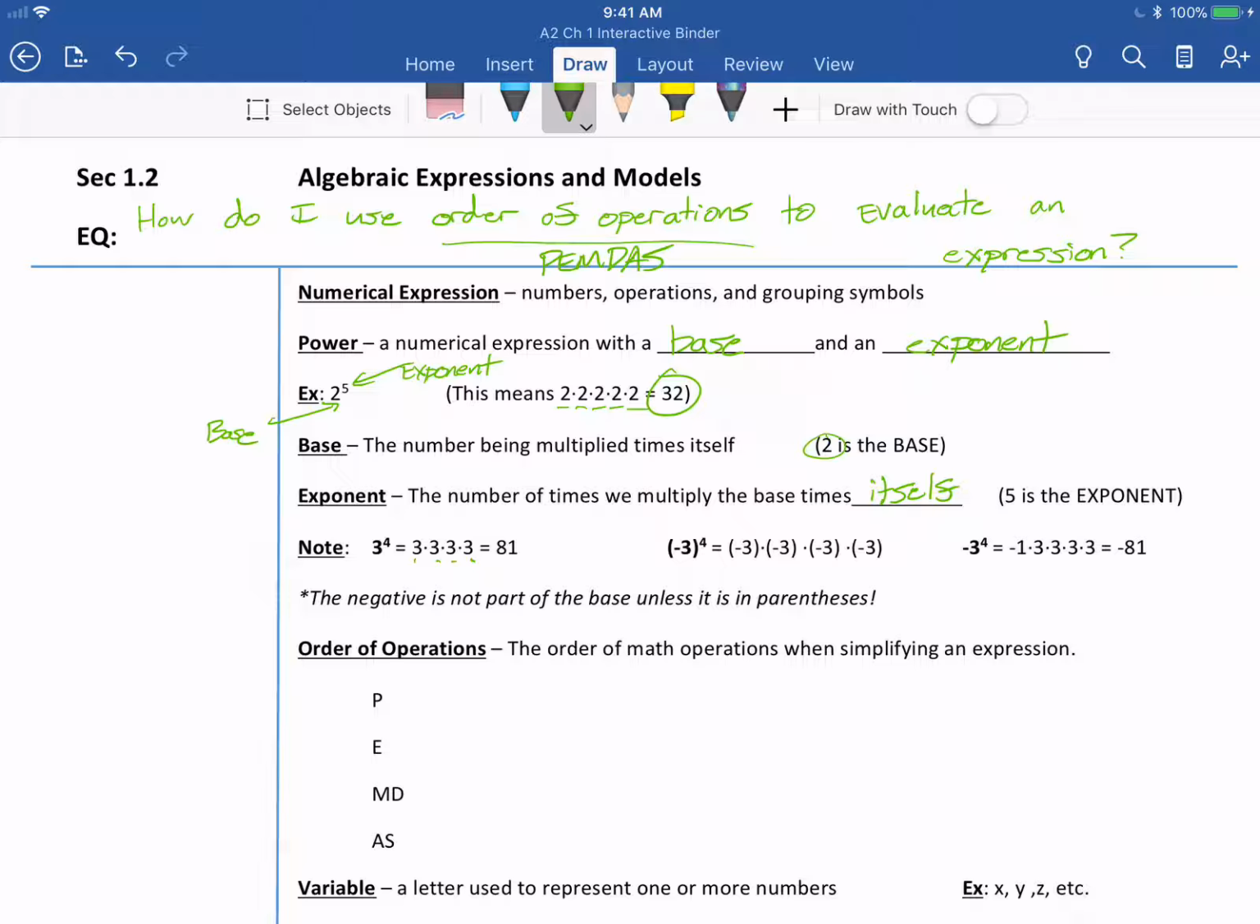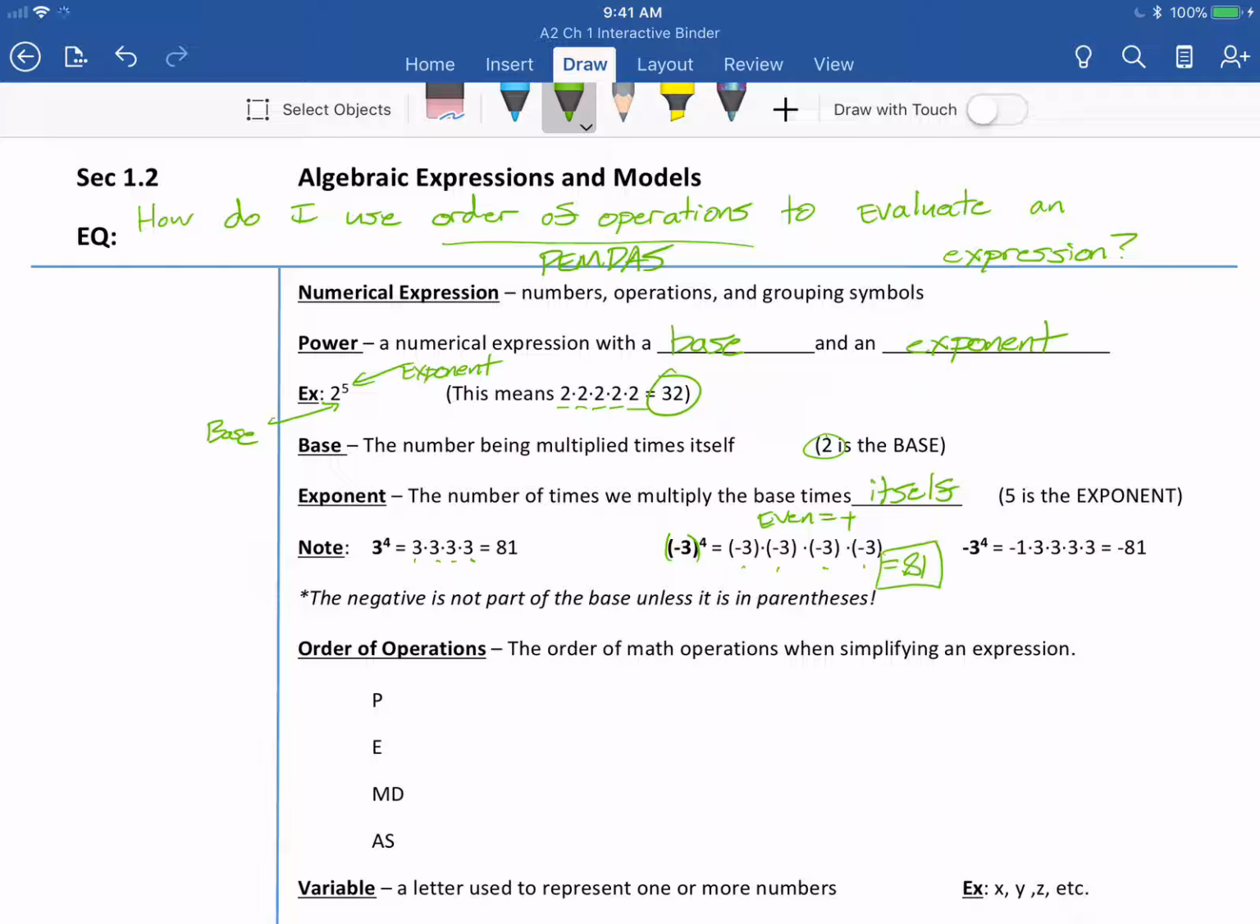But now as I look at this, negative 3 in parentheses to the 4th power is negative 3 times negative 3 times negative 3 times negative 3. Notice here that this is an even number of negatives, so that's going to equal a positive number. So here I come up with positive 81.